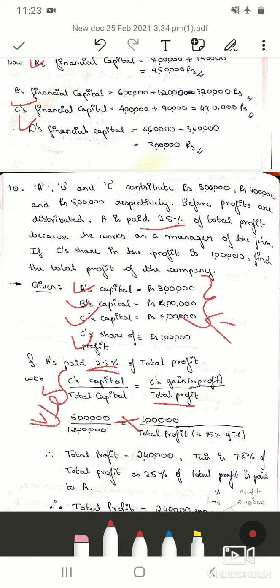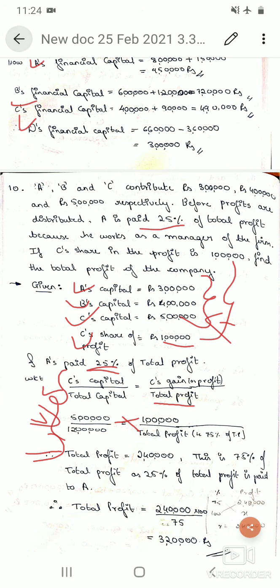For this simplification, you can even solve using, they have given C's share, you can find out the capital ratio, and all the terms are known except the total profit. So that will be C's share is equal to C by A plus B plus C into the total profit. By cross multiplying, you can even find out the total profit in that case, which will turn out to be 2,40,000. So this is 75% of the total profit, as 25% of the total profit is paid to A.